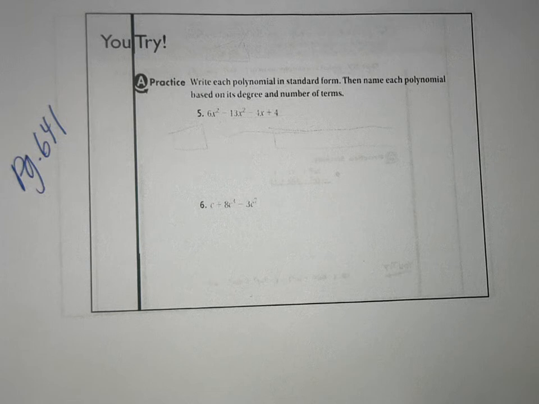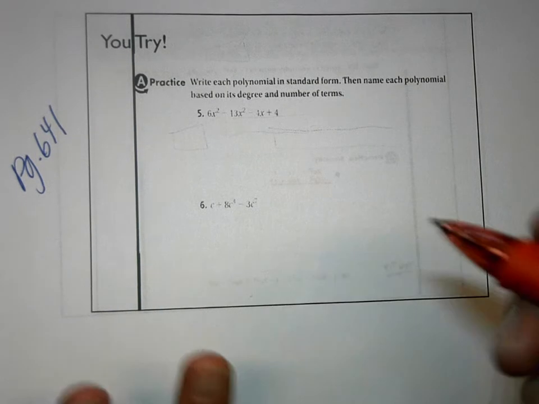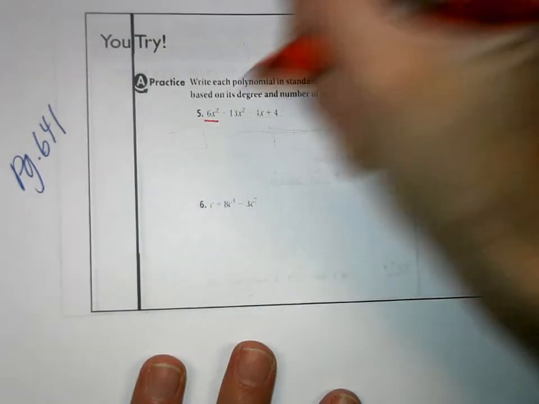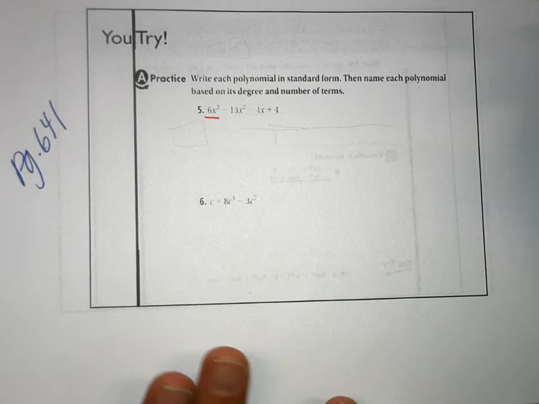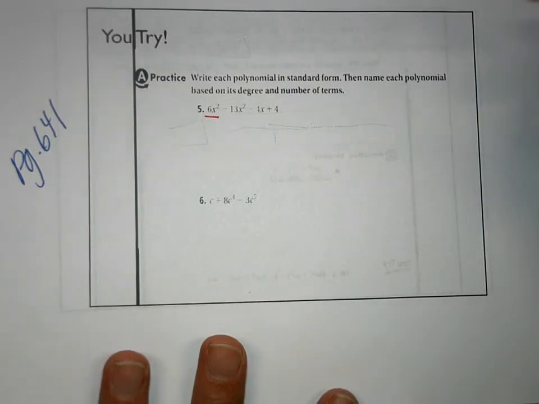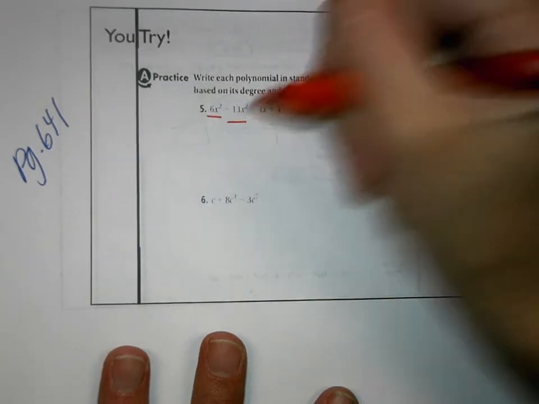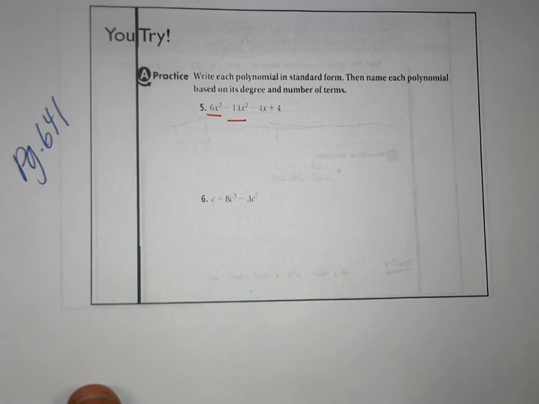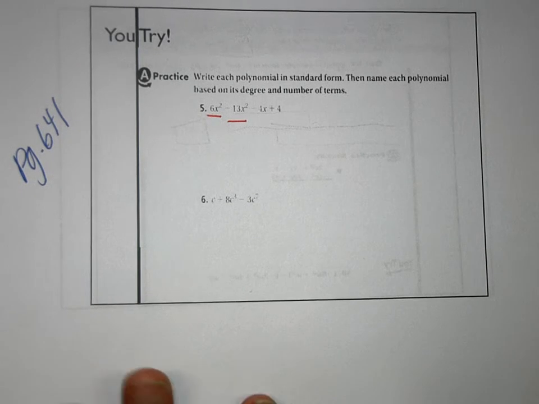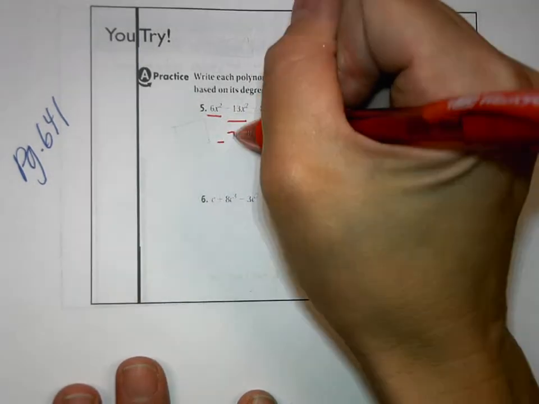There's a couple things you need to pay attention to here. When you're writing in standard form, you want to add any like terms together. So I always start with the highest exponent. What's my highest exponent right now on number 5? 2. Good. So we have an x squared. Are there any others that match that with an exponent of 2? So we're going to combine those together. So what is 6 minus 13? So we have negative 7x squared.